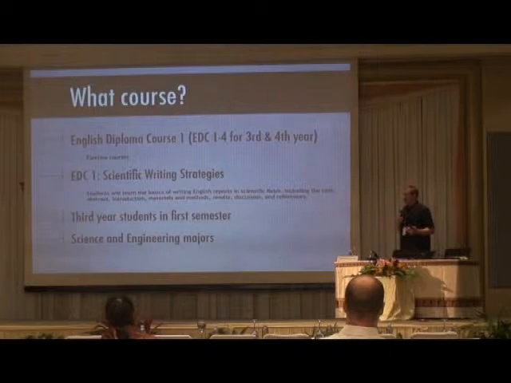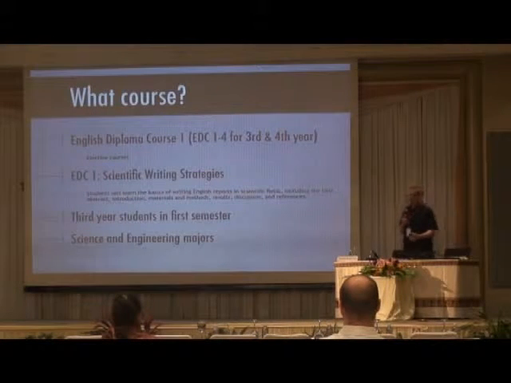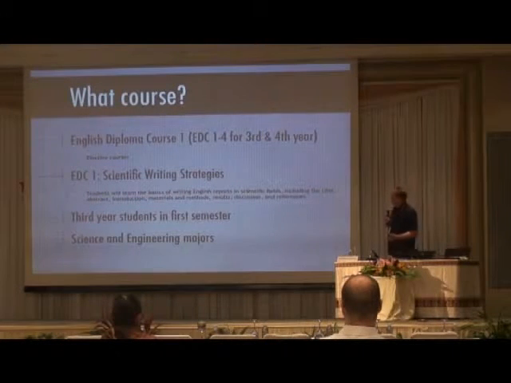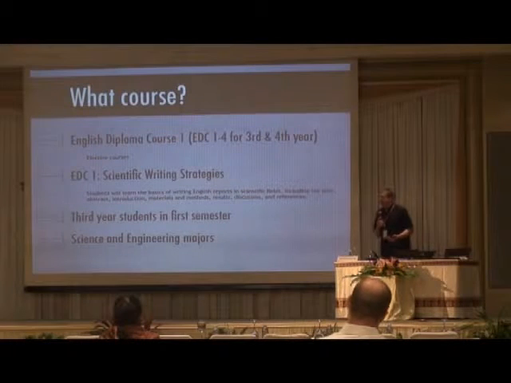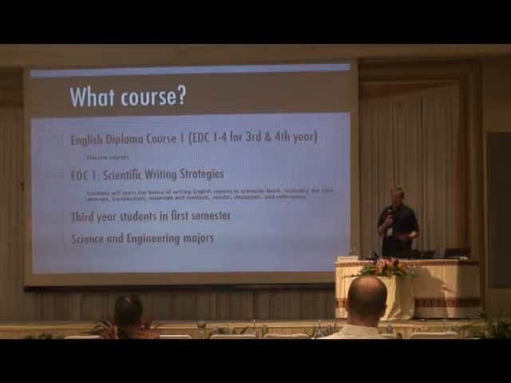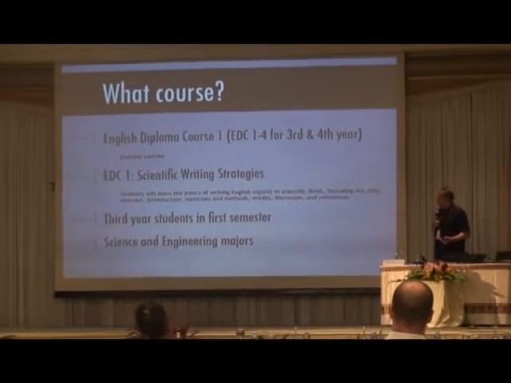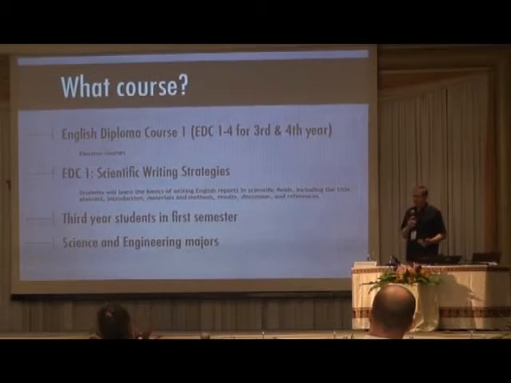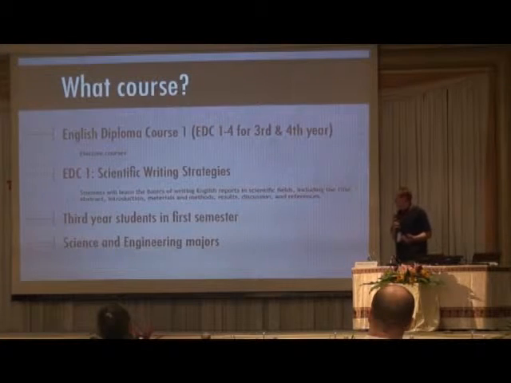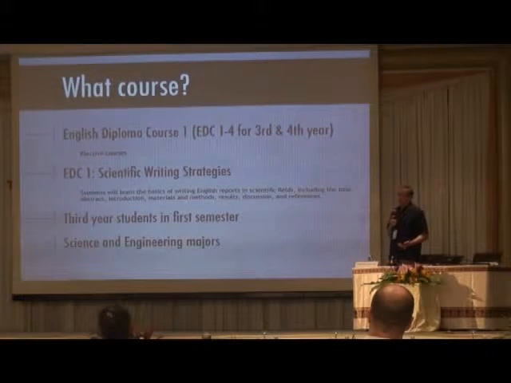In their 1st and 2nd year, they have required English classes, and they finished all of those. And then in their 3rd and 4th year, these are elective courses that they can choose to take or not. This particular course is the 1st course, so it's 3rd year students in their 1st semester. And this one is scientific writing strategies.